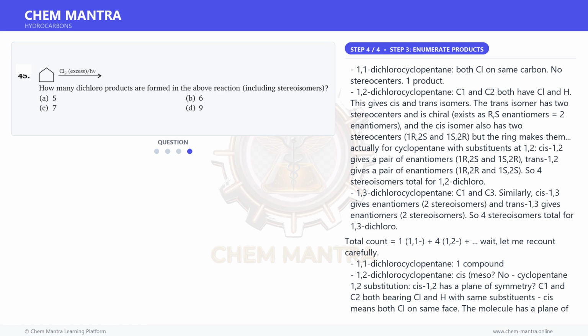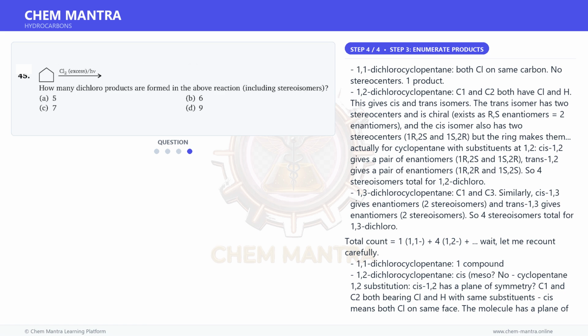1,3-dichlorocyclopentane, cis 1,3, C1 and C3 with Cl on the same face, plane of symmetry through C2 and the midpoint of C4, C5, so meso is equal to 1 compound. Trans 1,3, no plane of symmetry, pair of enantiomers is equal to 2 compounds. Total 3 compounds for 1,3. Grand total is equal to 1 plus 3 plus 3, which equals 7 products.